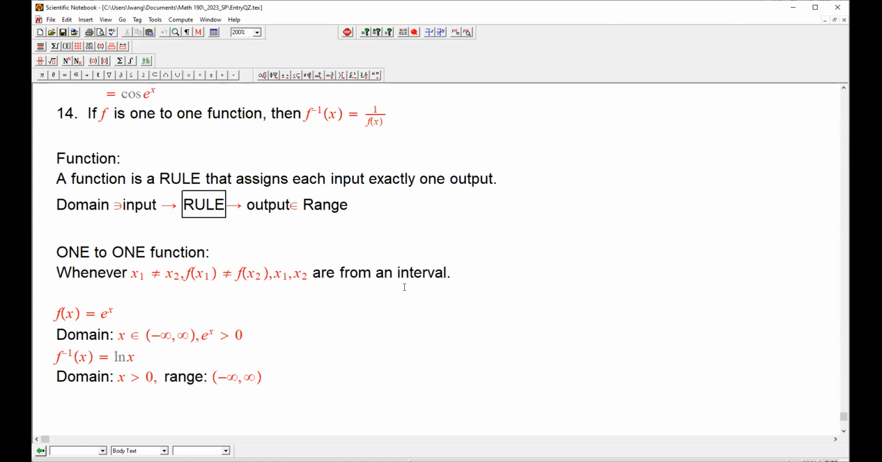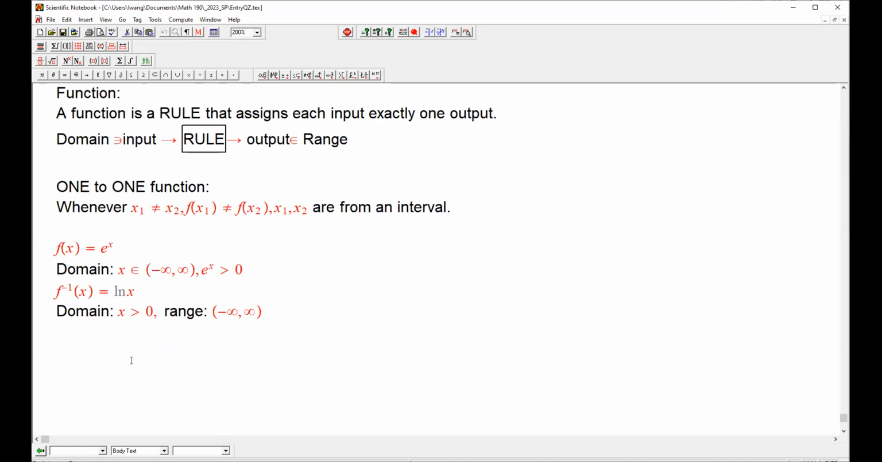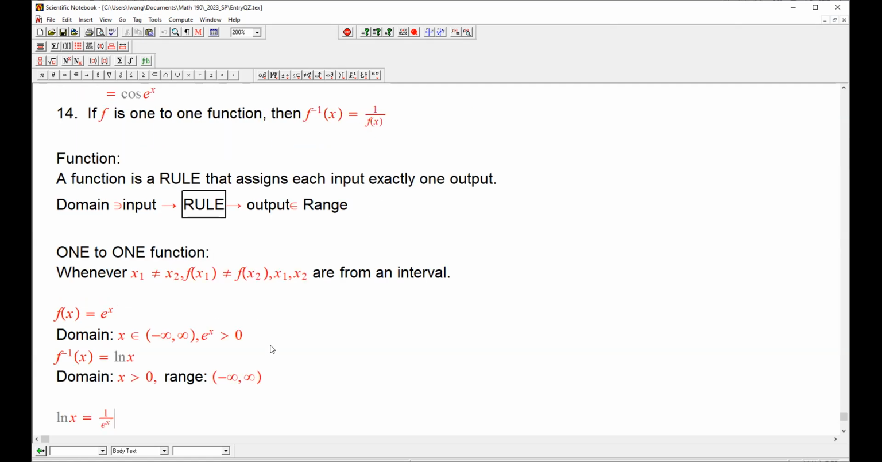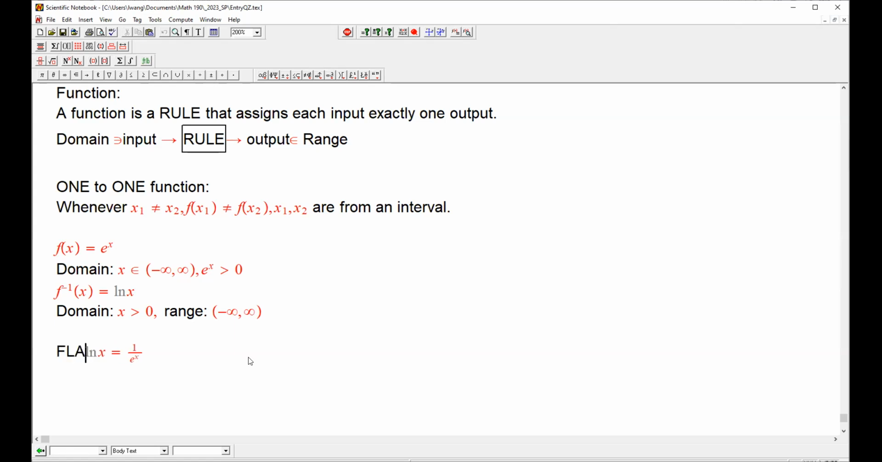Now, let's look at this statement. This statement says f is a one-to-one function. Yes, they are one-to-one functions. And it says f inverse. Does that fit in? f inverse here is ln x, and over here it's 1 over e to the power x. Is that true? It can't be, right? That's what the statement is saying. Of course this is false.